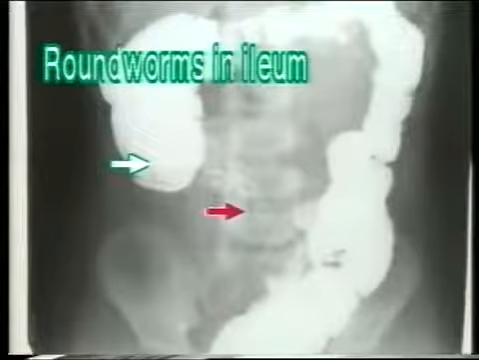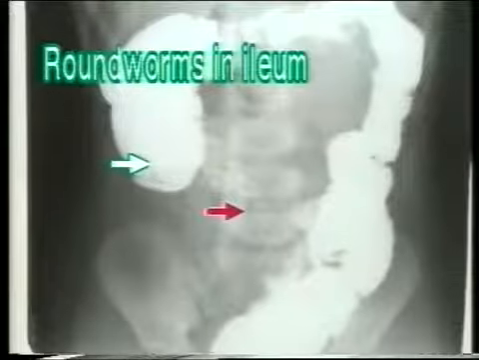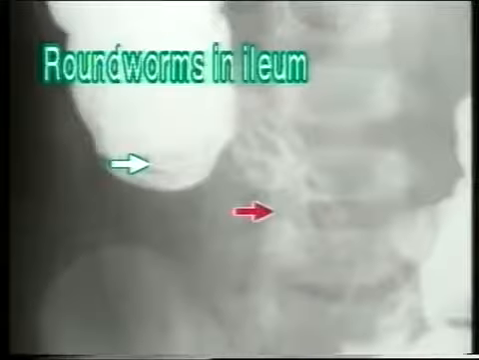This X-ray shows filling defects caused by roundworms in the cecum. Note the knobby radiolucent shadows. In another view, the terminal ileum, shown by the red arrow, is seen to be loaded with a large number of roundworms. Note the typical filling defects caused by roundworms in terminal ileum.